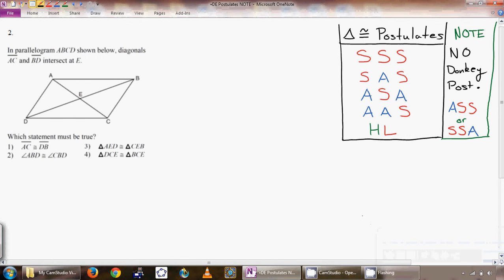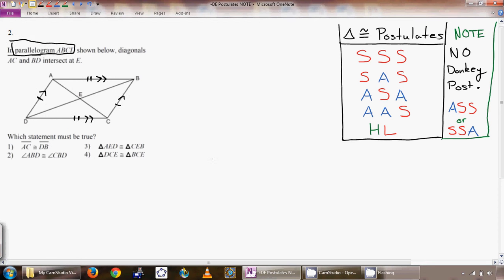Problem number 2. In parallelogram ABCD. Okay. They tell us a lot with that statement, right? This is a parallelogram, therefore opposite sides are parallel and congruent. And same with these sides, parallel and congruent.